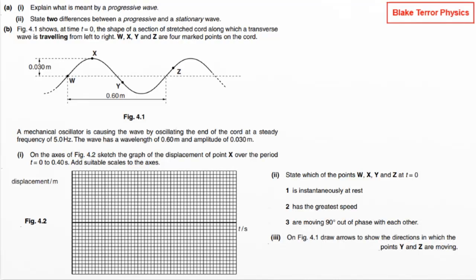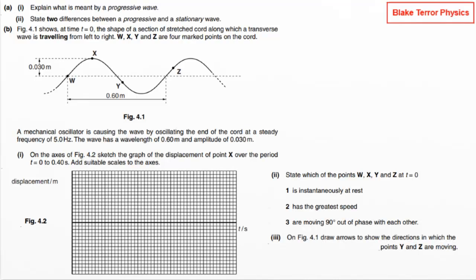Right, differences between progressive and stationary waves. So there's quite a lot of them. Well, one of them I suppose I already touched on in that first definition. A progressive wave transfers energy, whereas stationary waves trap energy in pockets. We could say all points on a progressive wave will oscillate, whereas on stationary waves you'll get points, i.e. nodes, where there is no oscillation. So that would be two good differences that you could have there.